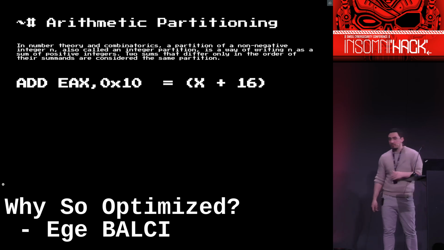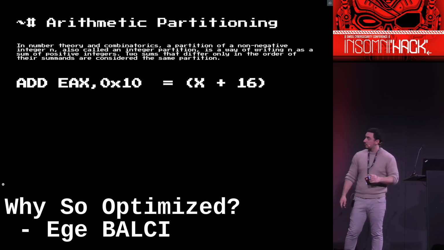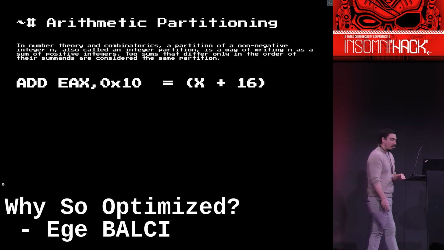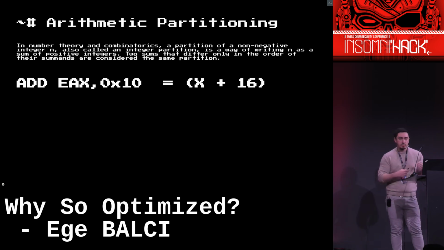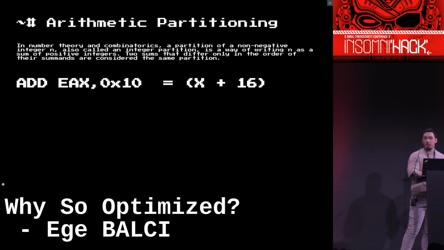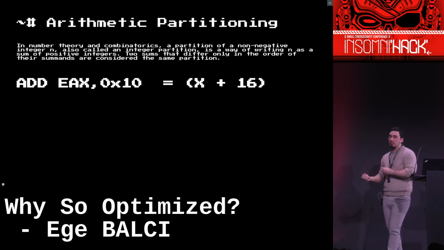So our first transform gadget is arithmetic partitioning. This is a very simple one. There are 2 main ways of transforming an instruction. You can either change the type of an operand, or you can change the value of an operand.